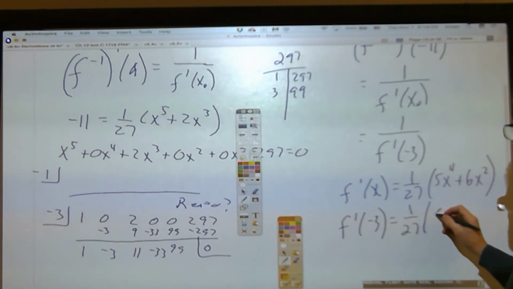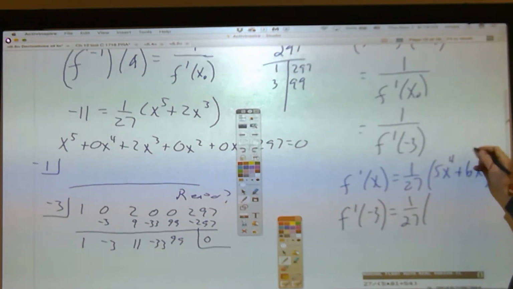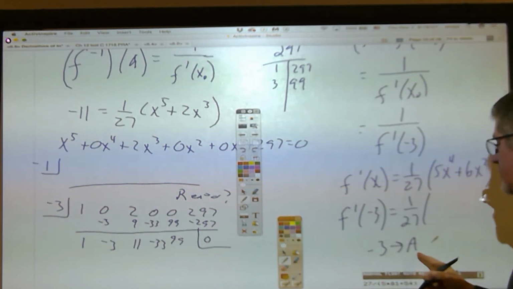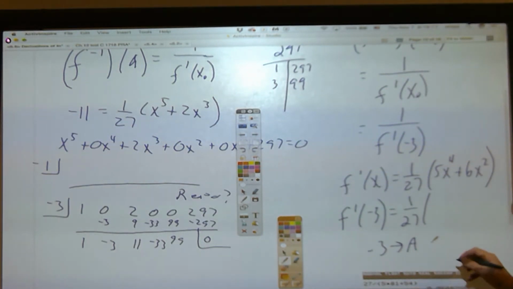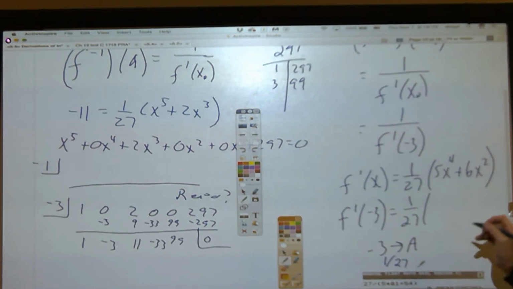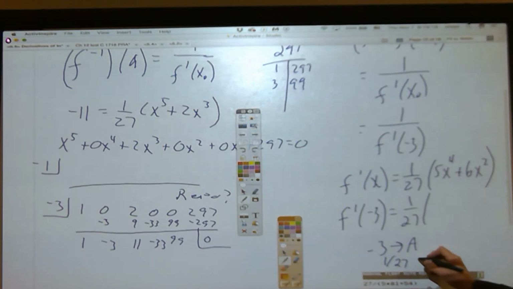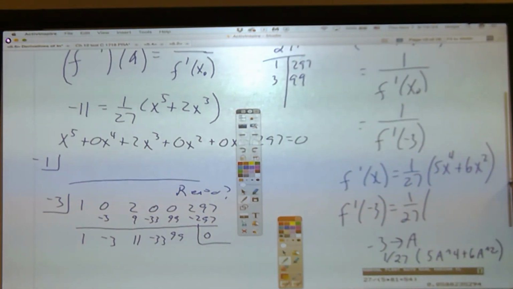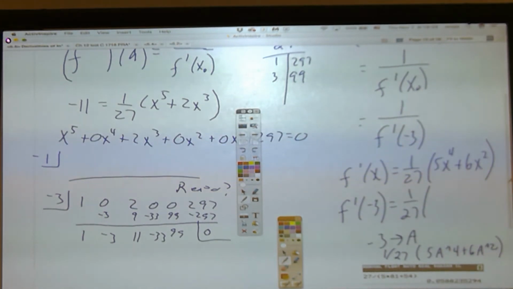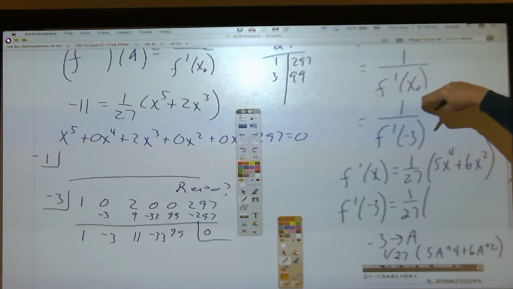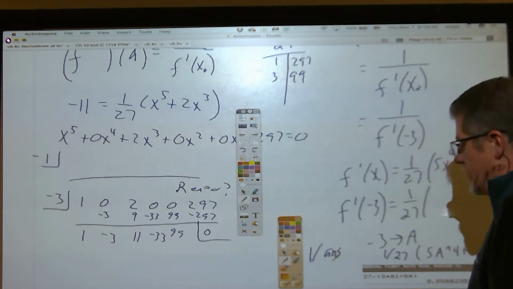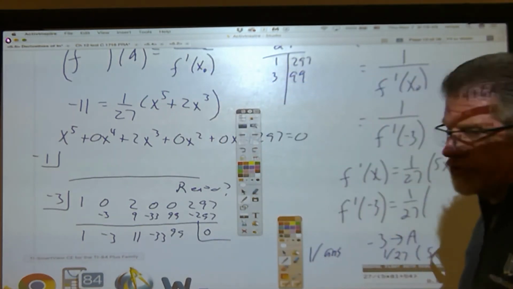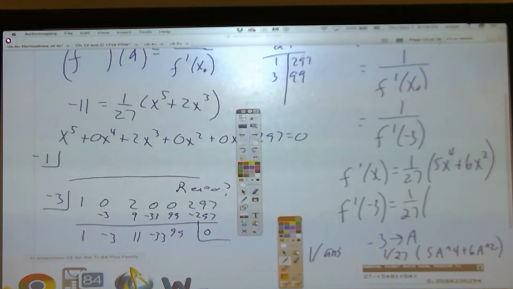So it's 1/27 times, in fact, use your newfound calculator skills. Please type negative 3 store A into your calculator. Just put a negative 3 in for A, and then type in 1/27 times the quantity 5 A caret 4 plus 6 A caret 2. Then 1 divided by answer, because you want to take 1 divided by that. So 1 divided by ANS, and ANS is just by the enter button. Was it second, then ANS? But that should get the answer to this thing.